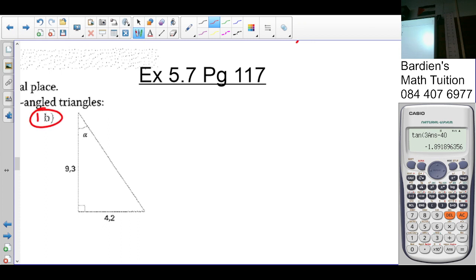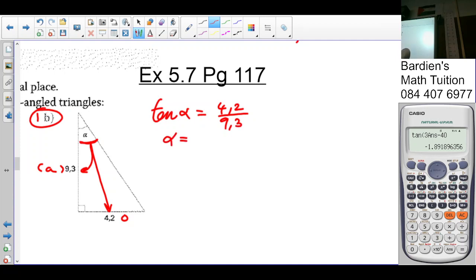So the question says you must calculate the unknown angle, which is alpha in this case. Yes, it is in the right angle triangle, so I can use sine, cos, or tan. But what is 4,2 relative to the angle? It's your opposite. And this here is your adjacent. So which trigonometric function uses opposite and adjacent? So tan of alpha equals opposite, which is 4,2 over 9,2.